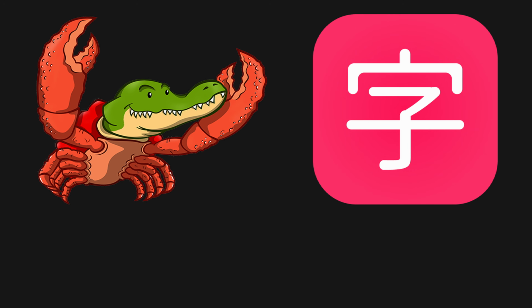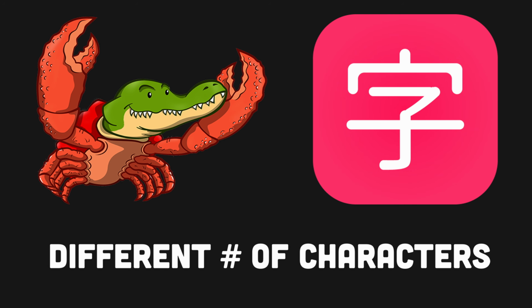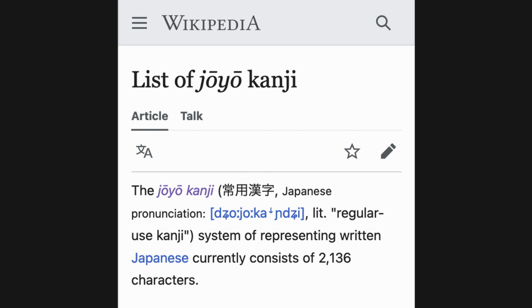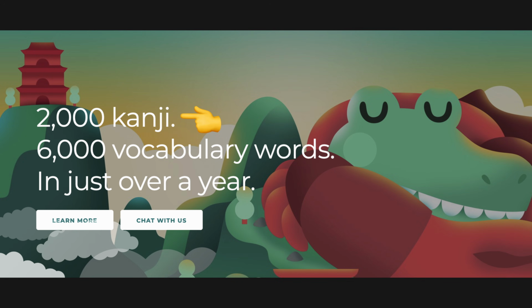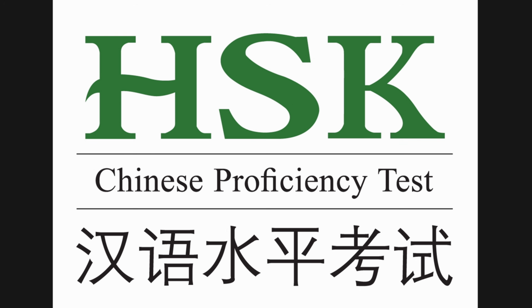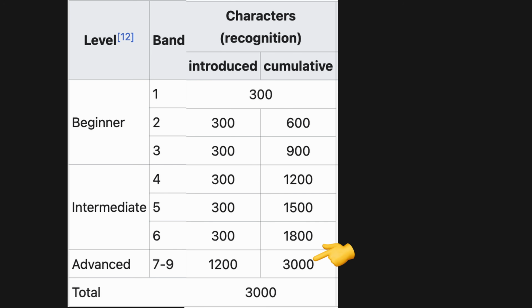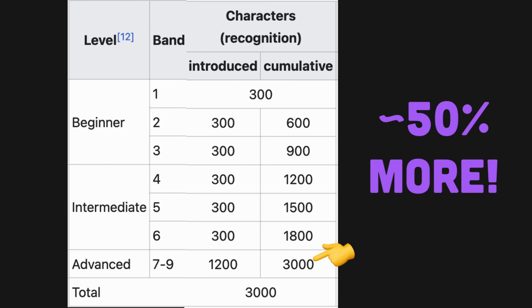Another big difference between HanziHero and Wanikani is the number of characters taught. In Japanese, one only needs to know around 2100 kanji to be able to read most Japanese texts. As such, Wanikani teaches approximately that many kanji. Chinese is a different story. For the HSK, which is the Chinese proficiency test used in China, one needs to know 3,000 characters to pass the highest level. That's nearly 50% more.